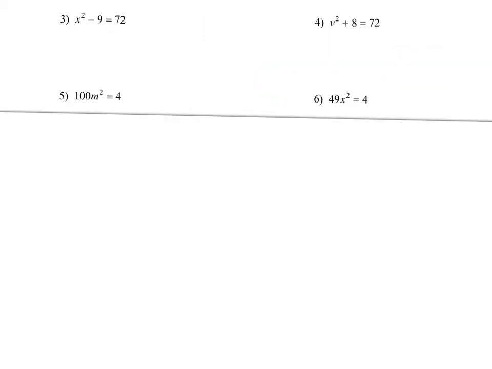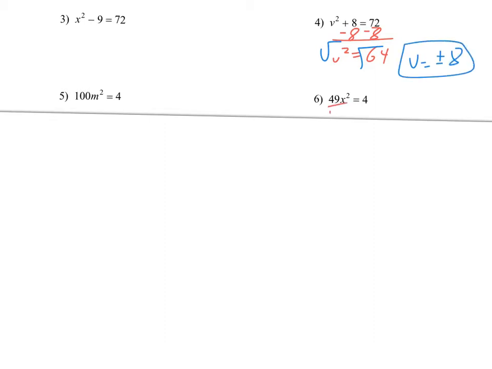All right, next up, number 4, we do need to isolate the squared first, so I'm going to subtract 8 from each side, so we get v squared equals 64. And then we'll take the square root of each side, and we get v equals, and once again, since I created the square root, I need to put plus or minus 8.